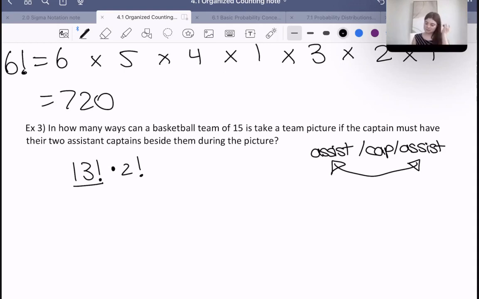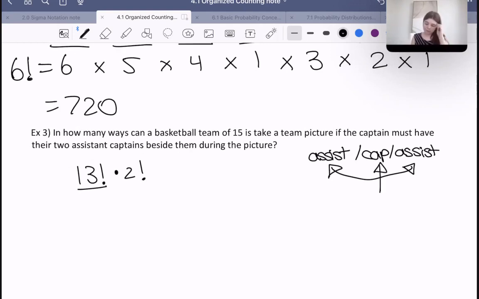But in this case, they specified the captain must be in the middle, so he can't move in any of these cases. It must just be the assistants swapping places. And so that's why the answer is 13 factorial times 2 factorial there. Very good. Now, we could do this out if we wanted. However, whenever we have factorials that are this large, it doesn't really matter if you evaluate them or not in a lot of cases. I mean, do it whichever way is the way that your school does. However, in a lot of settings, you would not have to simplify this further. You could just say 13 factorial times 2 factorial and just leave that as the answer.